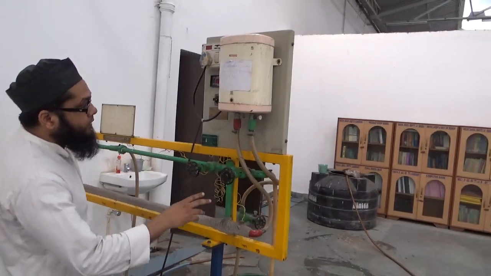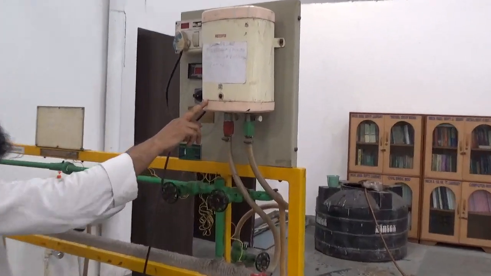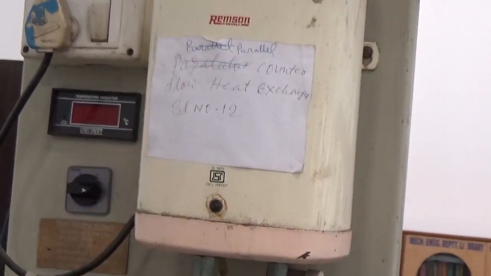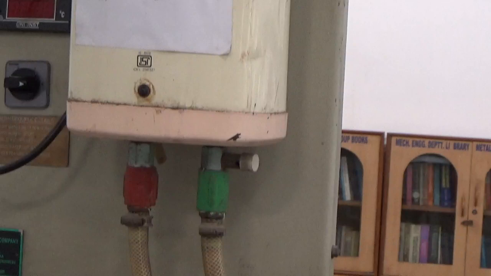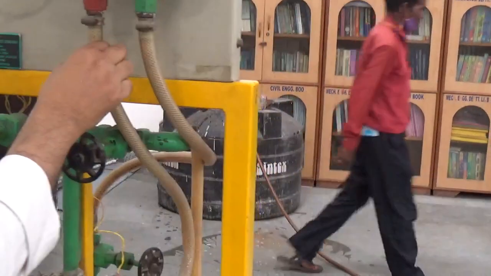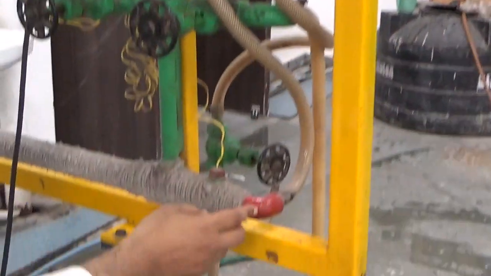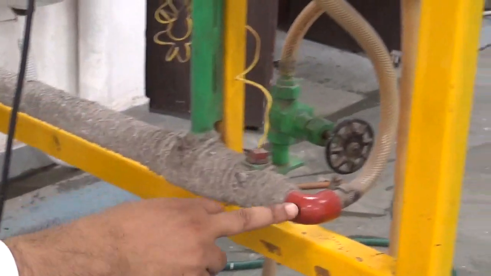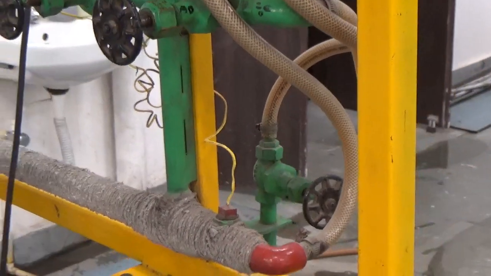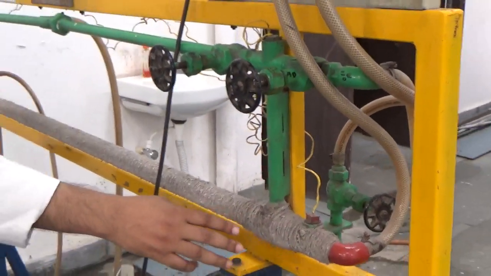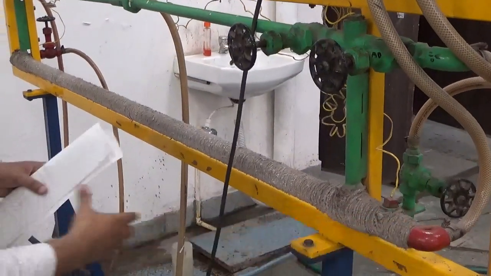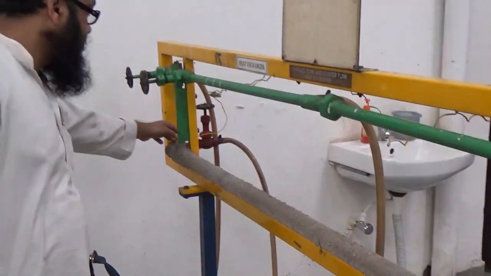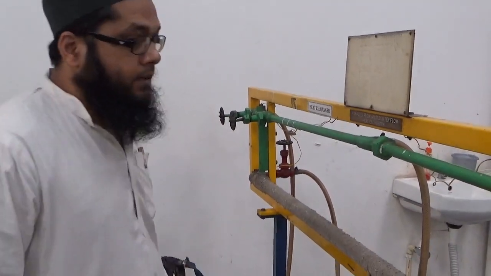So the tube, you can see here there is a geyser. The water coming in gets heated by this geyser. This is the inlet and outlet of the geyser. The outlet of the geyser is connected with the inlet of the hot tube, which is colored red. This is the inlet hot water, and the hot water comes out from this side.